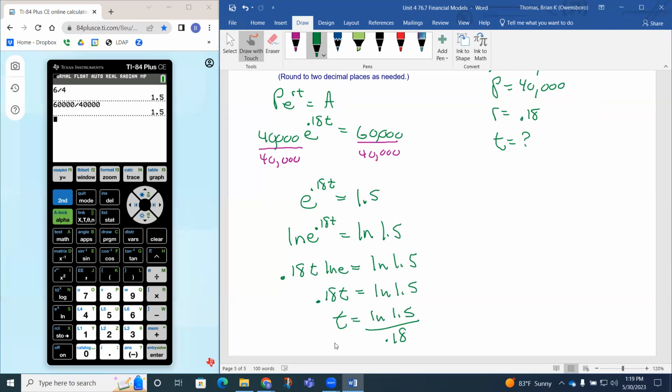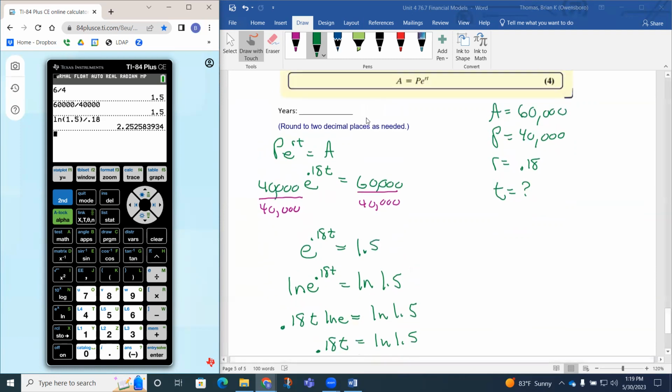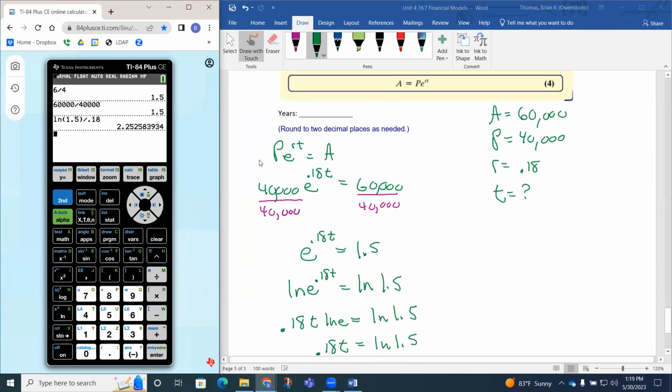So all we really need to do is use the natural log button. So the natural log of 1.5, close parenthesis, and then divide that by 0.18, and that'll give my amount of time. So 2.25 years. It says round to 2 decimal places. So in 2.25 years, your account moved from 40,000 to 60,000.